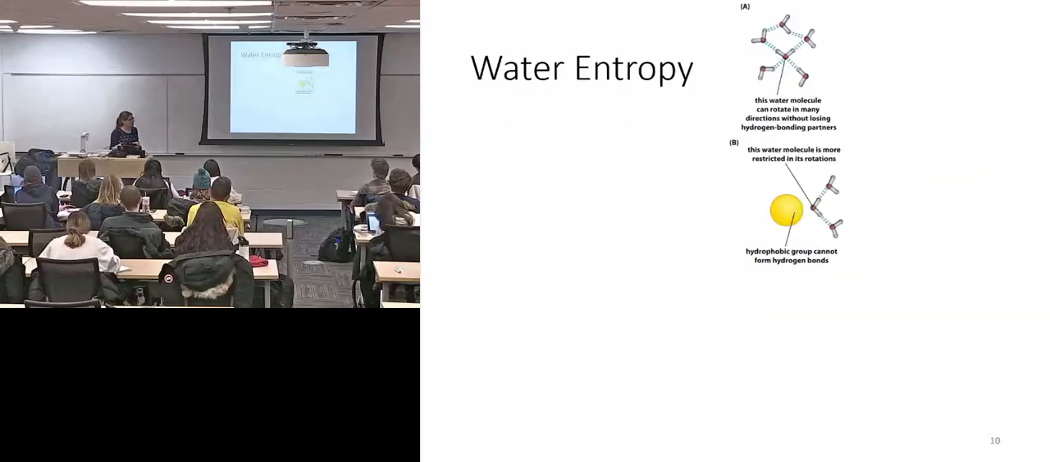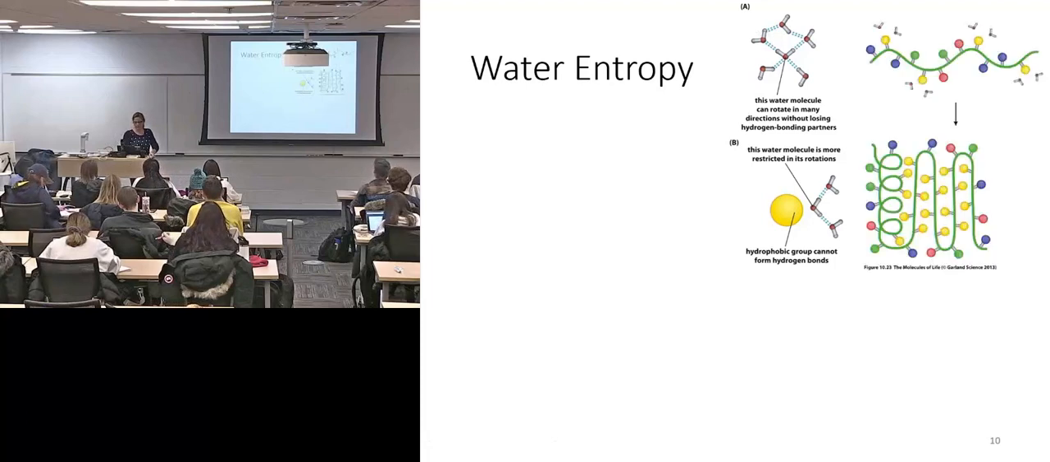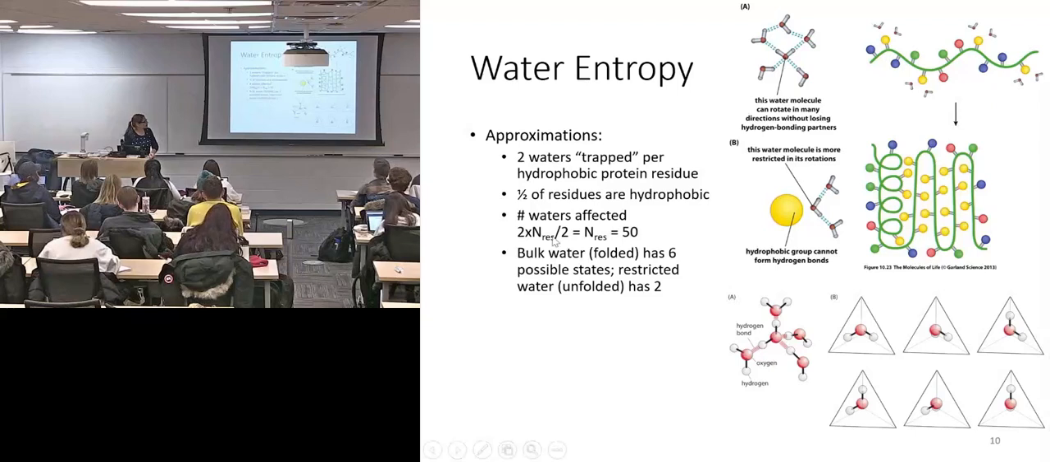So for water entropy, water that is free, that is not anywhere near a hydrophobic group, can orient itself 6 different ways. Okay? It has a multiplicity of 6 because it's in a tetrahedron with other water molecules, and it can arrange itself in 6 different configurations. I can pop that up. So this looks like this here.